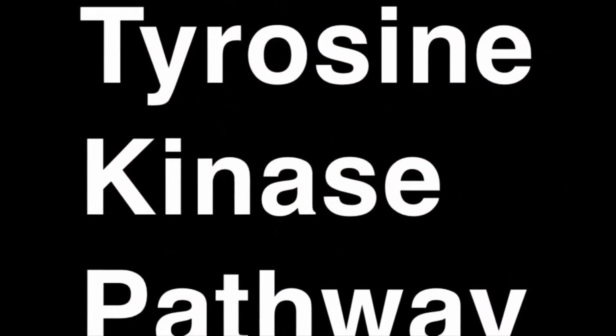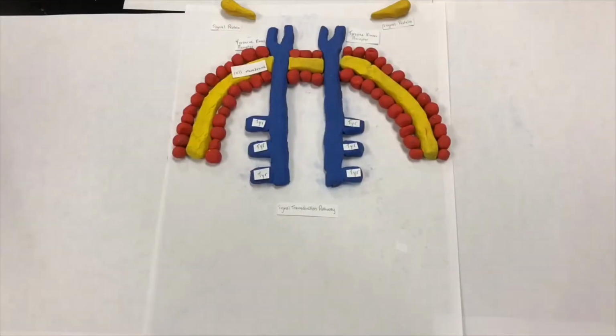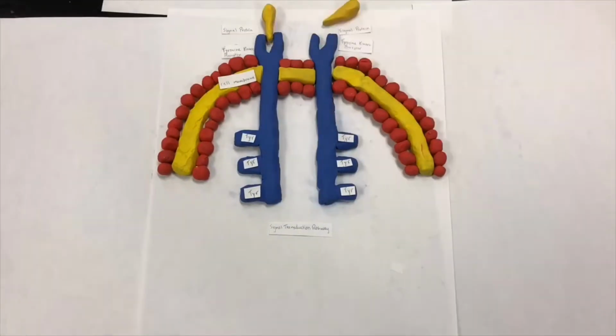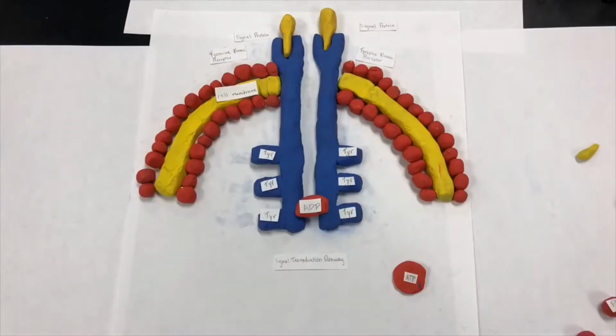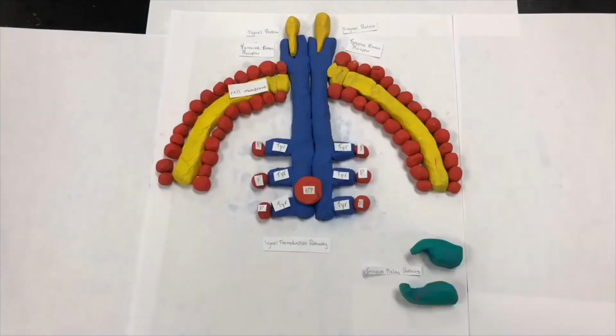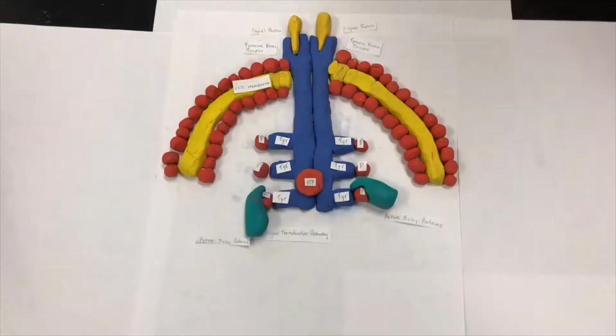This next pathway is the tyrosine kinase signaling pathway. This pathway starts out with two signaling molecules coming and attaching to two tyrosine kinase receptors. After they attach, the two separate receptors come together and form what is called a dimer. ATP is attached to this dimer, and the ATP places phosphates on each of the 6 tyrosines.